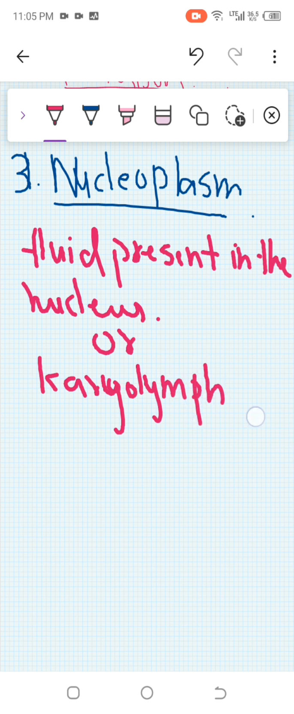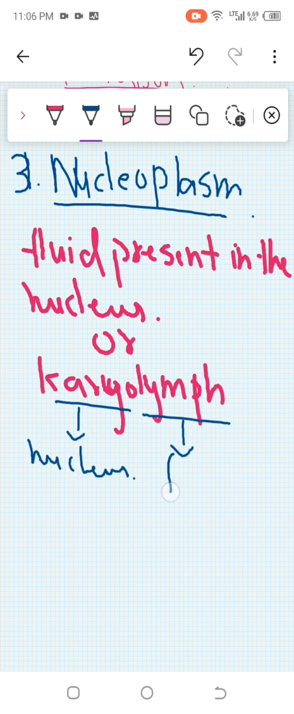Here the word karyo is used for the nucleus, and lymph is used for a fluid, a colorless or transparent fluid. So it is a transparent semi-fluid which contains DNA, RNA, nucleoprotein, all the material which is present. Let me write here: transparent semi-fluid.